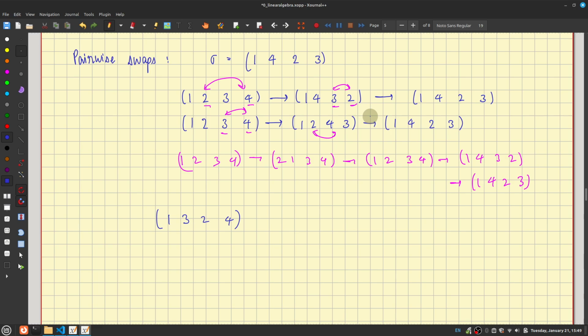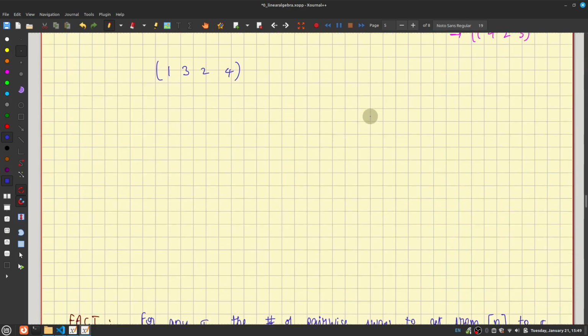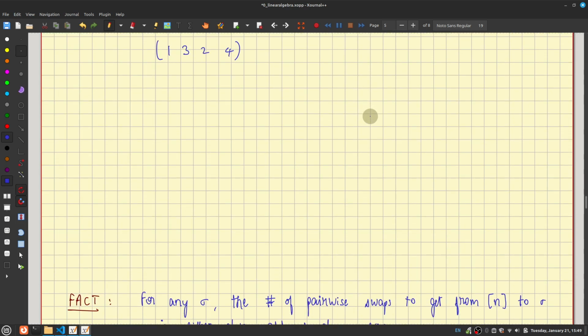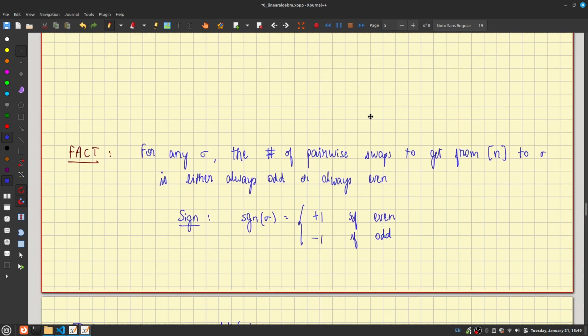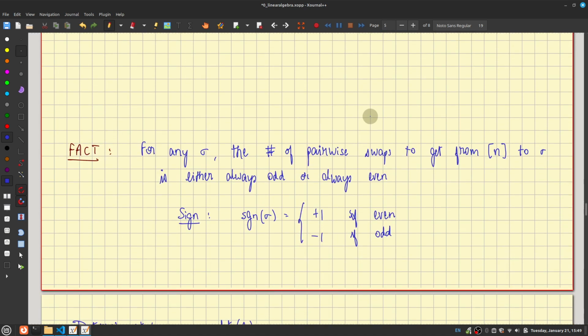In the worst case, what is the minimum number of swaps? I think n minus 1 probably would be the worst. Maybe, I'm not sure. But anyway, we don't need that particularly. We don't care what is the minimum number of swaps required to go from 1, 2, 3 up to n to that particular permutation. We just need to know whether it's even or odd.